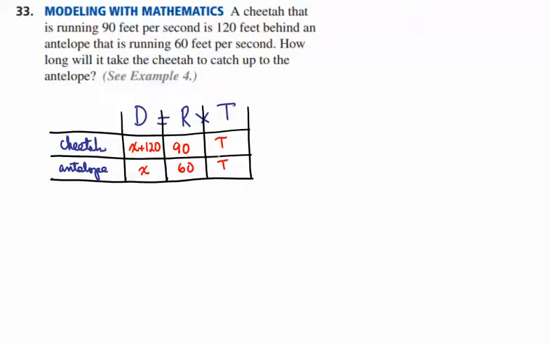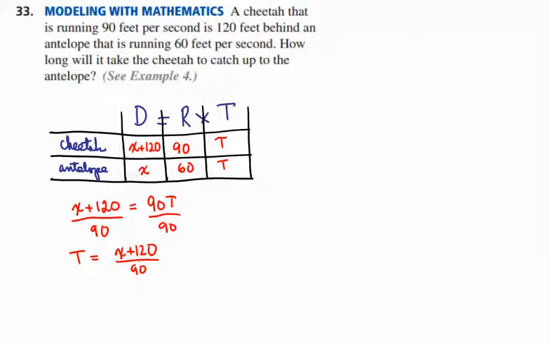All right, so if I wanted to make an equation, I would have x plus 120 is equal to 90t. That would be one equation. If I wanted to solve that, and I'm going to need to solve it for time, by dividing both sides by 90, we get that for the cheetah, the time will be x plus 120 over 90.